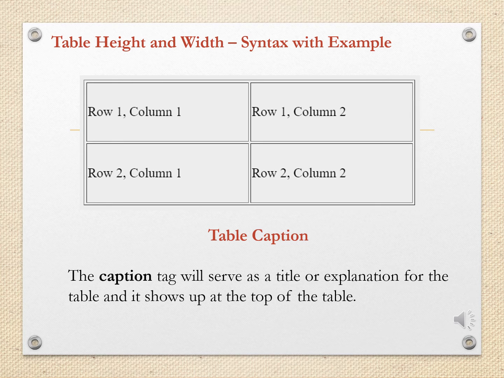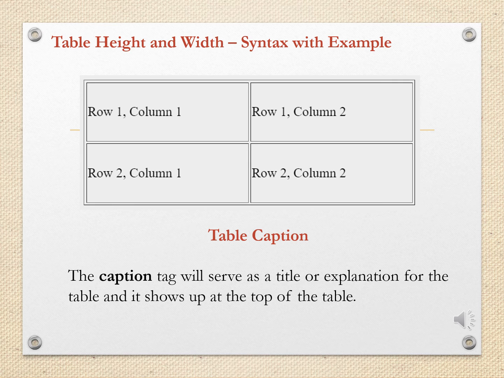Now if you see the output, we can clearly see that the pixels that we have already set for the table height and width have been implemented, and the table looks a little bit better with a lot more space inside the table. Next, let's see about the table caption.